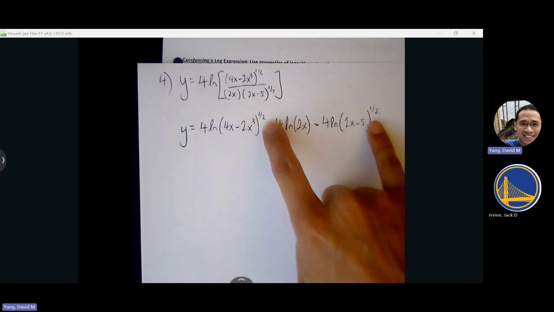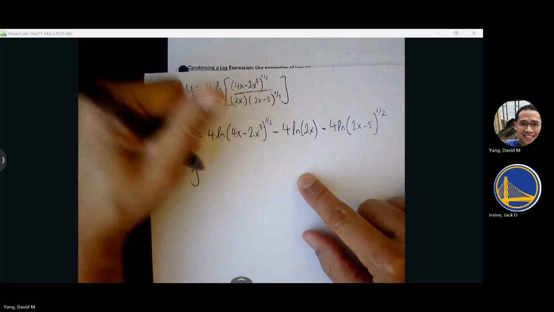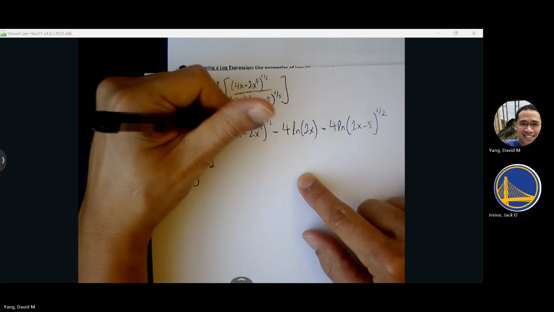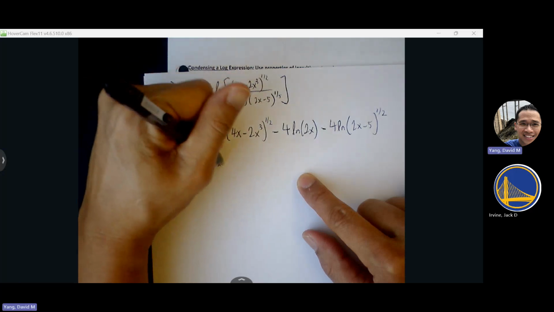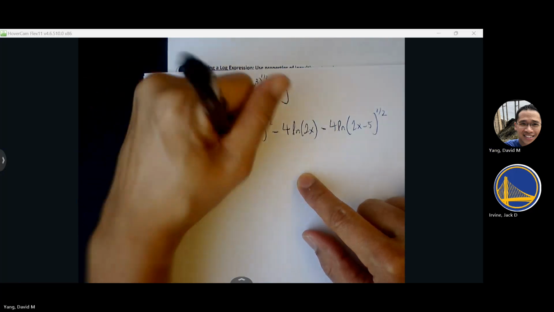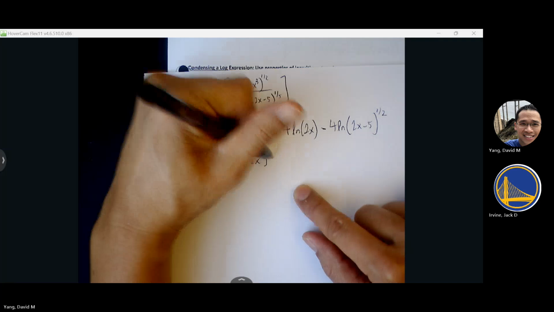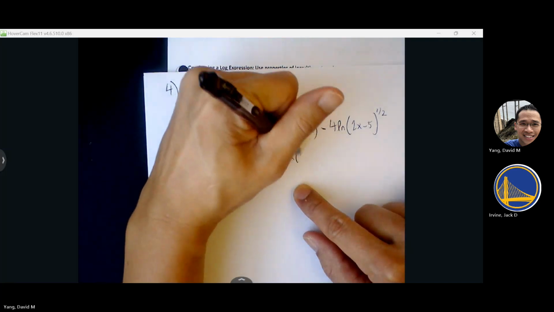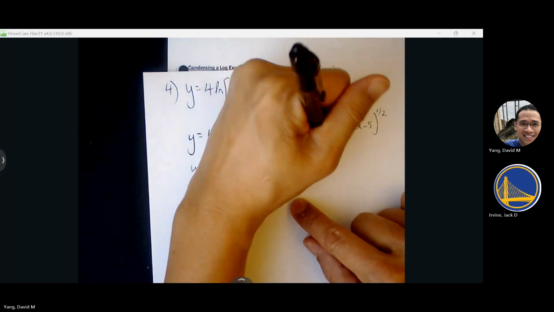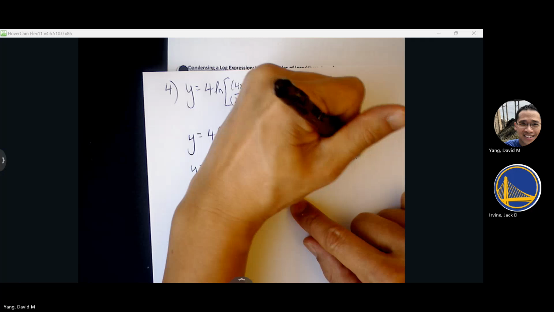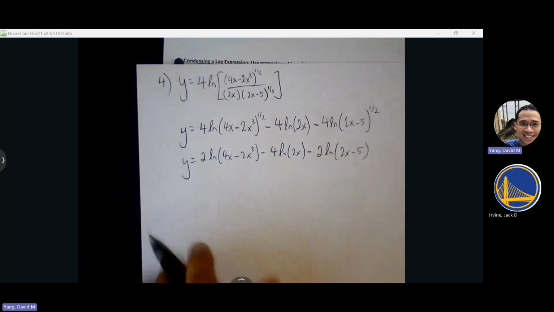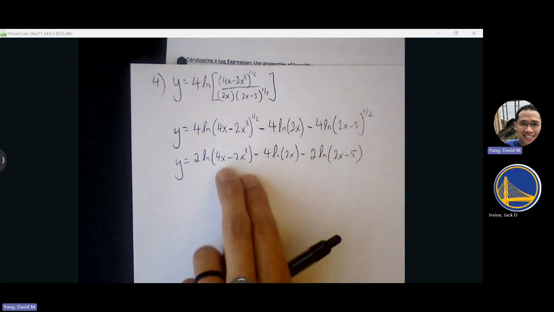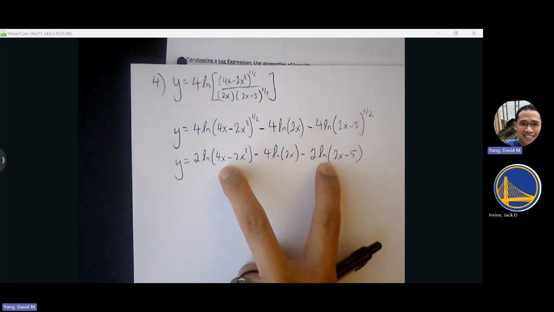Continue bringing the exponents down. 4 times 1/2 is just 2. And now it should feel easier because everything is expanded, just a bunch of u prime over u to get to your derivative.